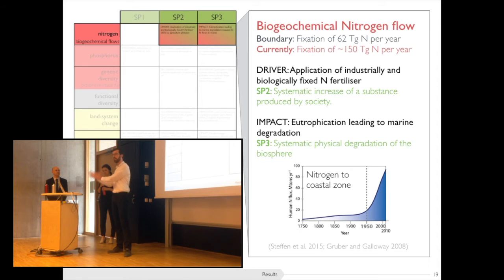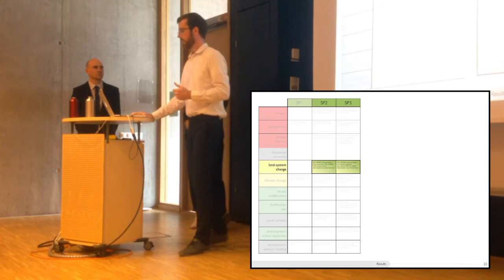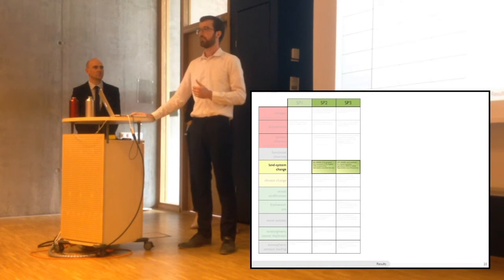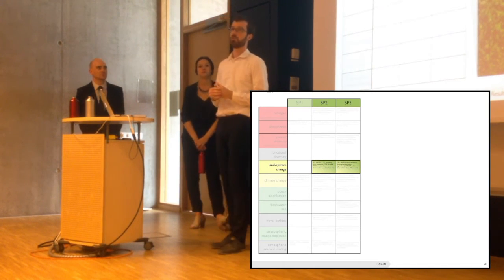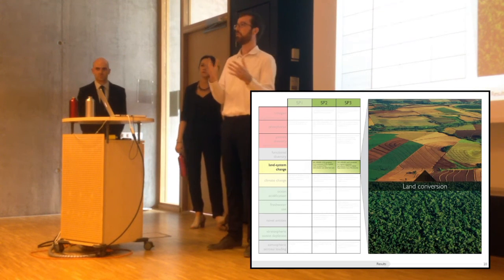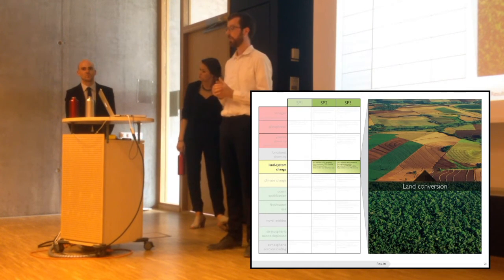Now, because the end impact of this process also systematically degrades marine environments, a second impact intersection was found with SP3. So this is the first example of how we ended up categorizing our intersections both as drivers as well as impact intersections. Now, a next example is a land system change. Land system change is the conversion of original forest cover to arable land, such as pasture and cropland.